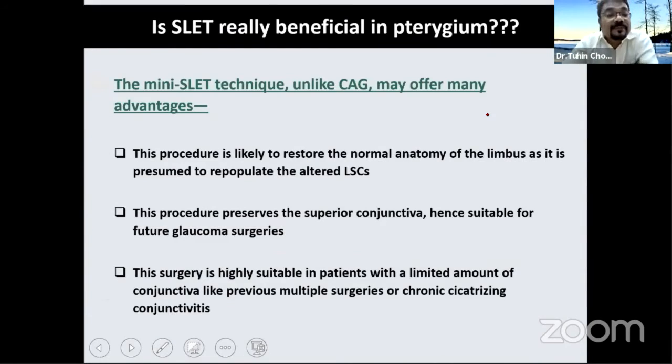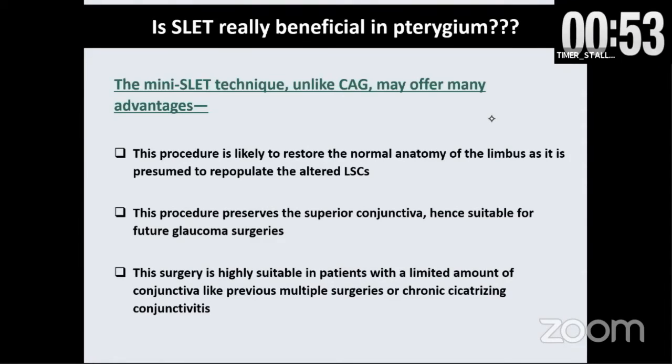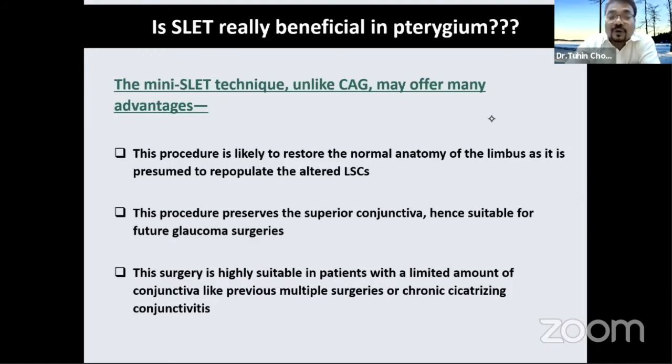So the biggest question is: is SLET really beneficial in pterygium? The mini-SLET technique, unlike CAG, may offer many advantages. This procedure is likely to restore the normal anatomy of the limbus, as it is presumed to repopulate the altered limbal stem cells. This procedure preserves the superior conjunctiva, hence for future glaucoma surgery. This surgery is highly suitable in patients with limited conjunctiva like previous multiple surgeries or patients who are having chronic cicatrizing conjunctivitis.